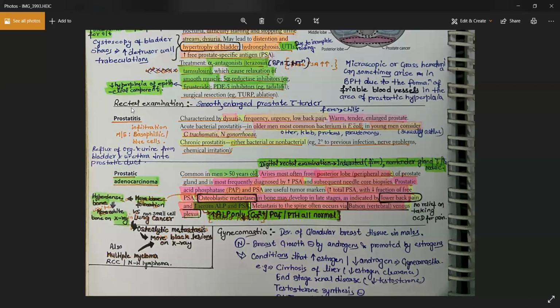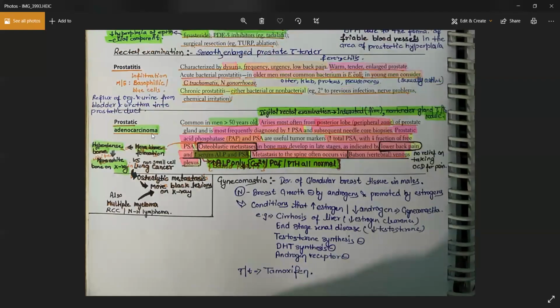Okay, chronic prostatitis could be bacterial or non-bacterial. It could be due to chemical irritation, could be due to a nerve problem, right? It could be due to recurrent infections also. So you have both acute inflammation as well as chronic inflammation. In acute inflammation, you will see neutrophils. In case of chronic inflammation, you will see lymphocytes, right? So that's about prostatitis. Any doubt? Simple thing. No, thank you.